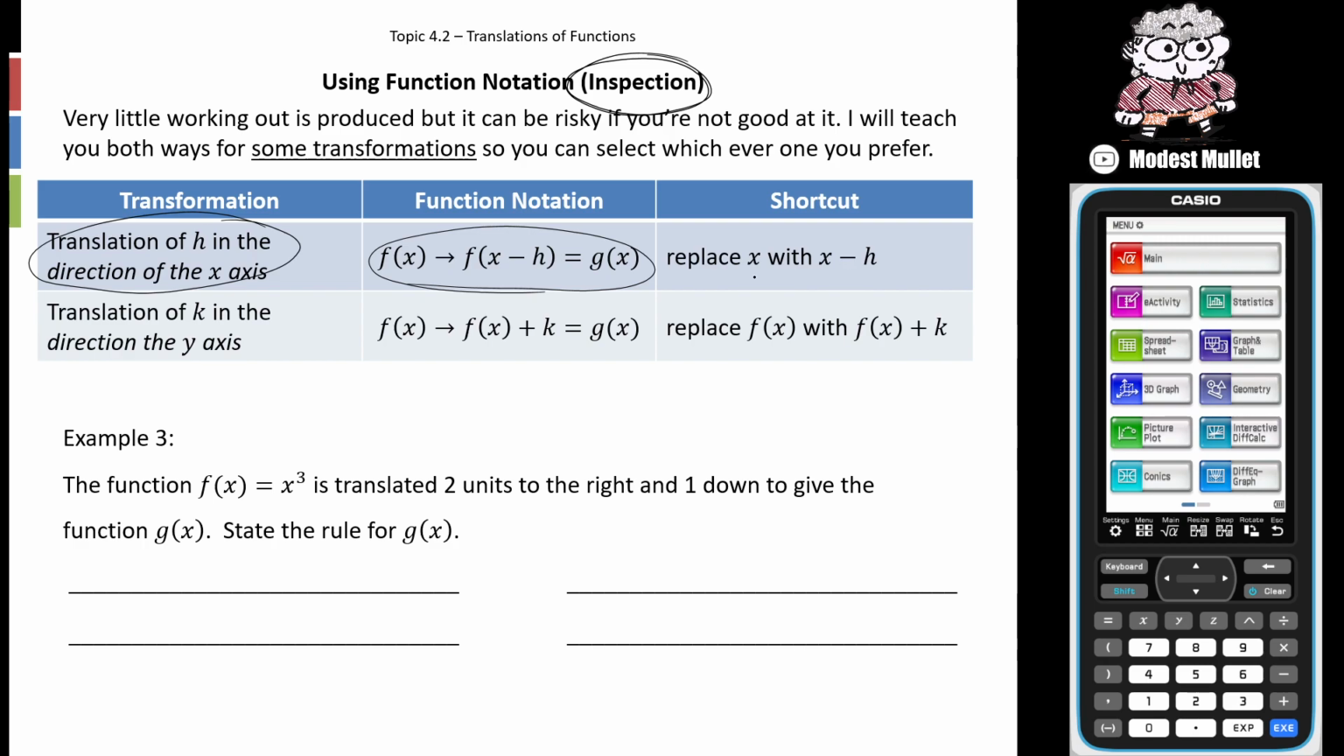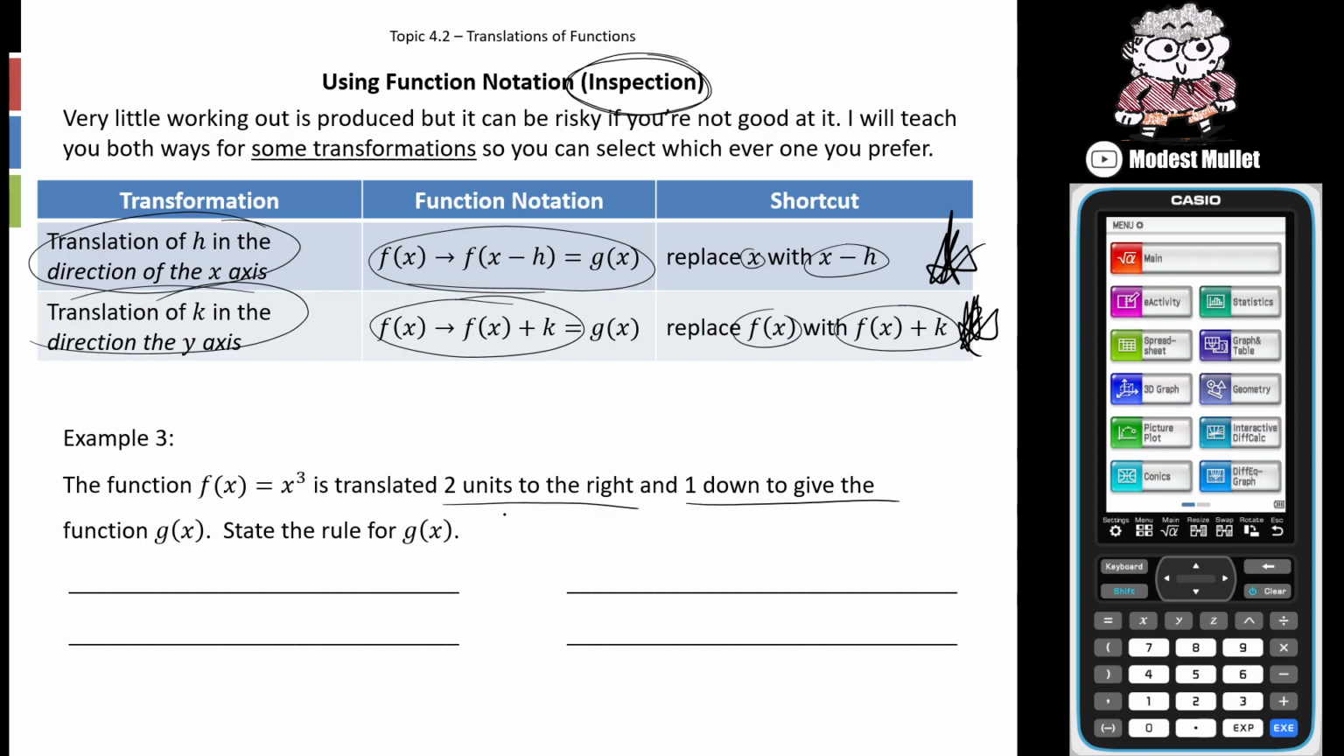Which means that you always just have to replace x with x minus h. Same thing if you do a translation of k in the y-axis. This mapping occurs where it's f of x plus k, so you stick a plus k on the end. The shortcut is just, whatever the function is, put a plus k on the end. So if we remember these two important shortcuts for translations, then you don't have to do any of the dash method working out. So for example, the function f of x equals x cubed is translated 2 units to the right and 1 unit down. Give the function g of x.